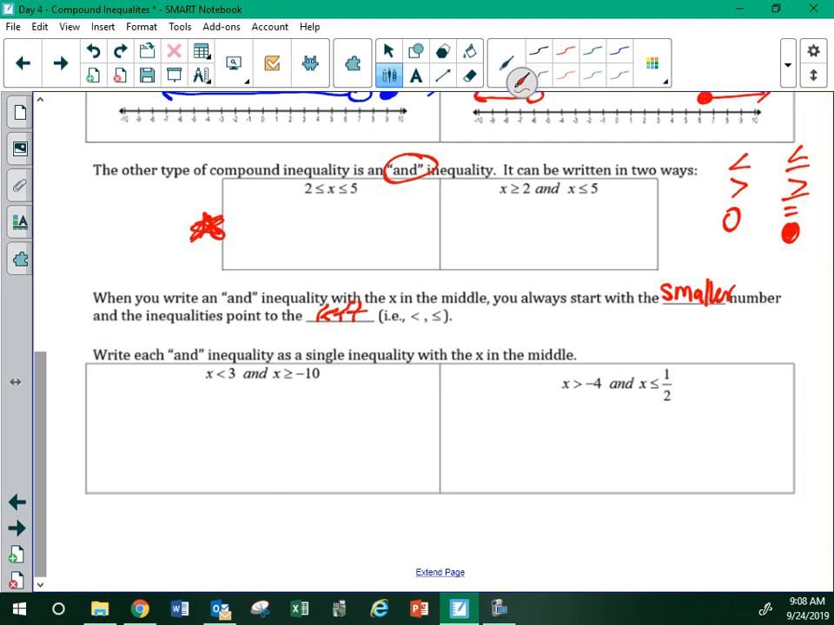All right, so we're going to go ahead and take this and combine it into one single inequality, so it looks like this up here. So I have 3 and negative 10. Which one is smaller, 3 or negative 10? Negative 10. It's a negative number, right? So this one is what we list first. This one's smaller. I'm going to list negative 10 first.